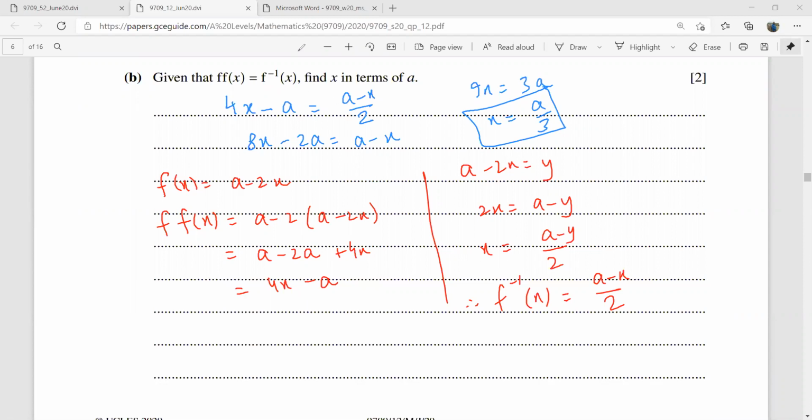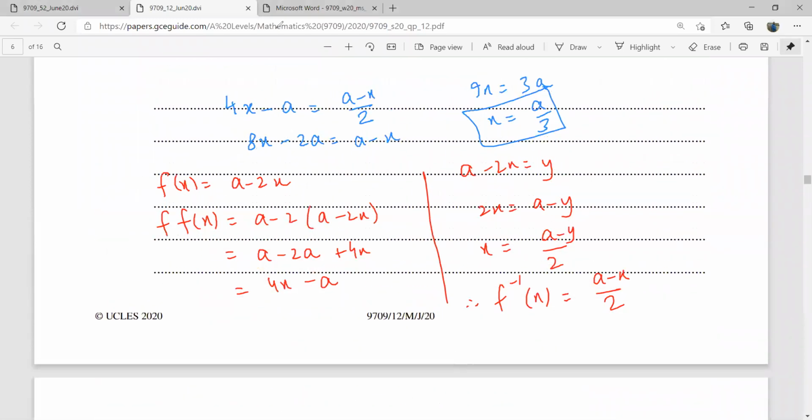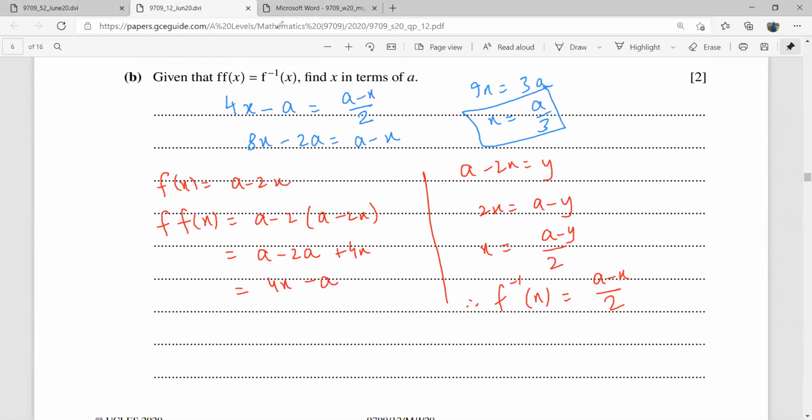Okay, let's see. That question ends. What else can you have that's easier than this? So this question ends here. Okay, now let's see what is there in the fifth question.